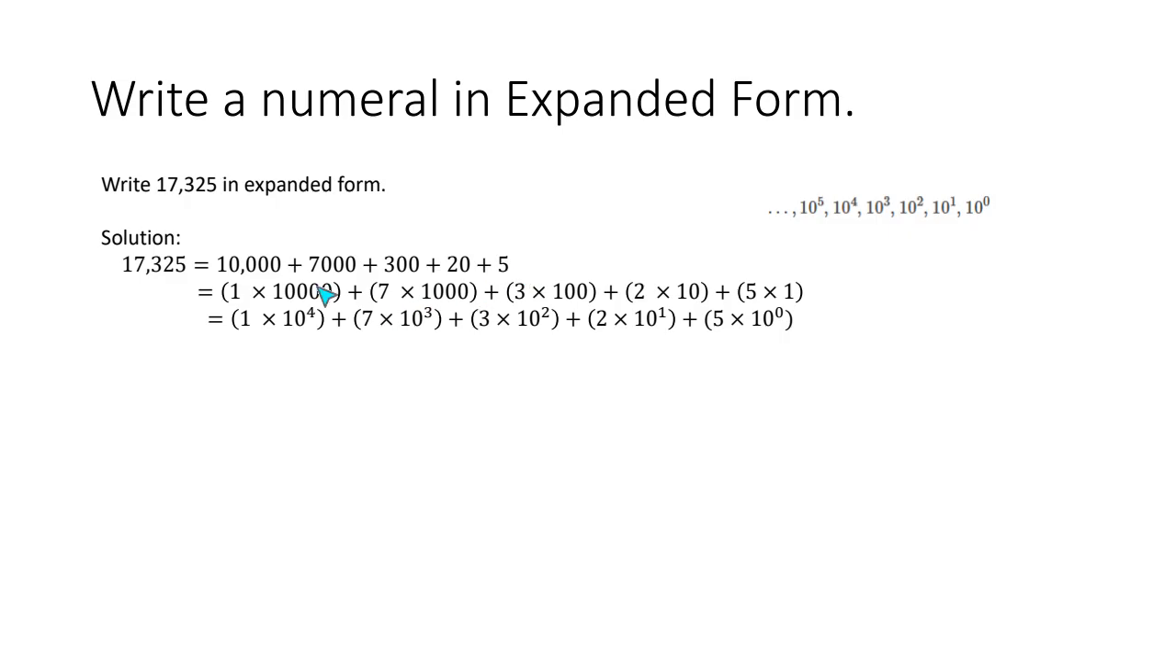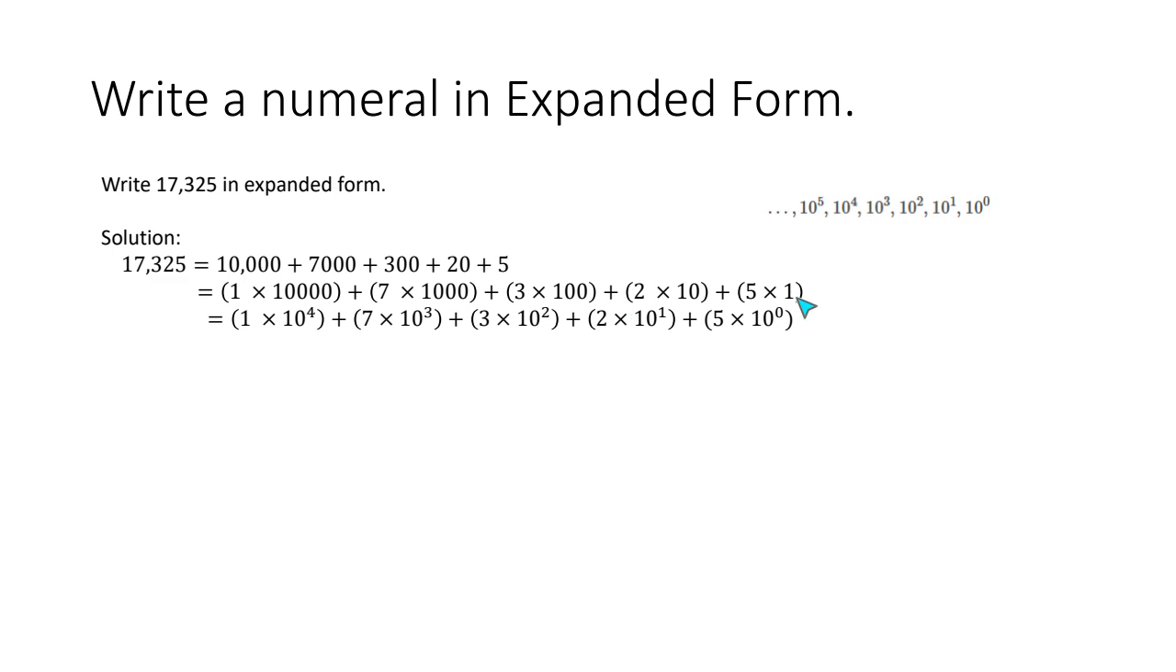To write it in expanded form, we take the 5 that's in your first position. So we say 5 times 1. The 20 is in the second position, which is 10 to the first power, which is 10. So we write it as 2 times 10. And then the 300, that's in the third position, which is 10 squared. So we would write 3 times 100. For 7,000, we can write it as 7 times 1,000. And then the 1, we can write as 1 times 10,000.